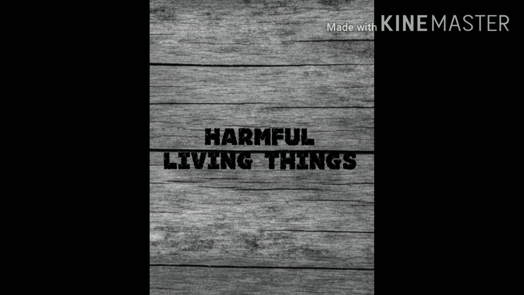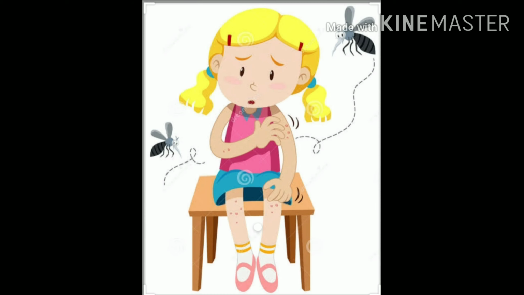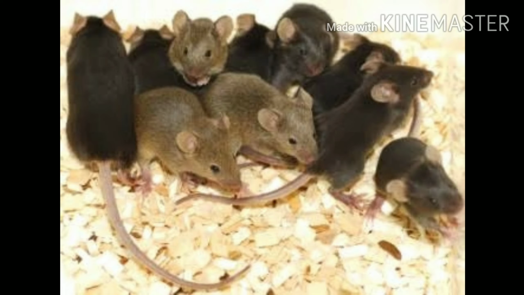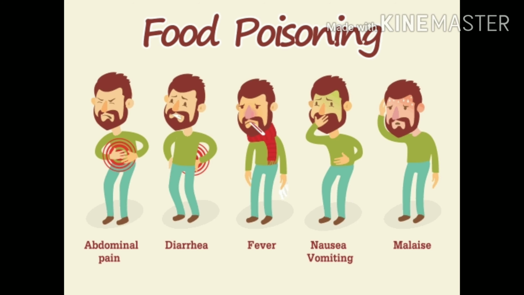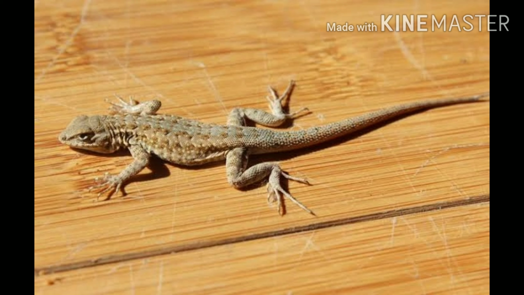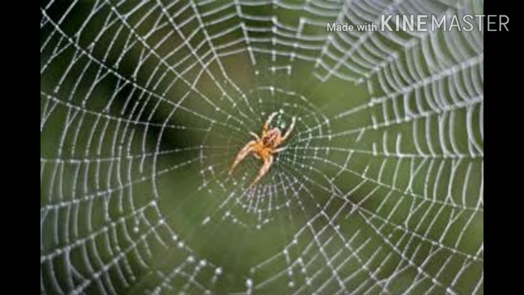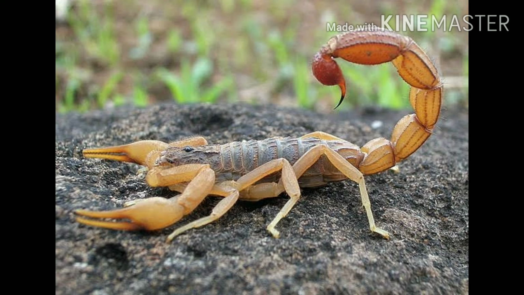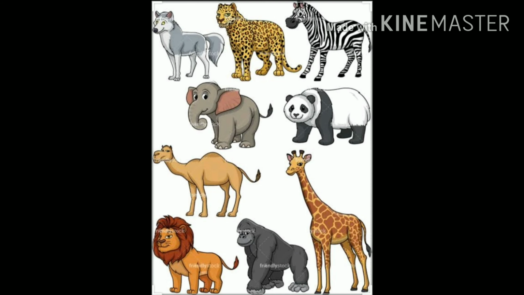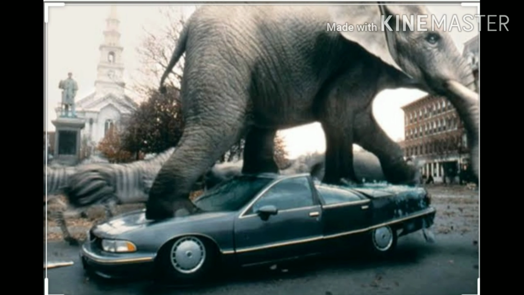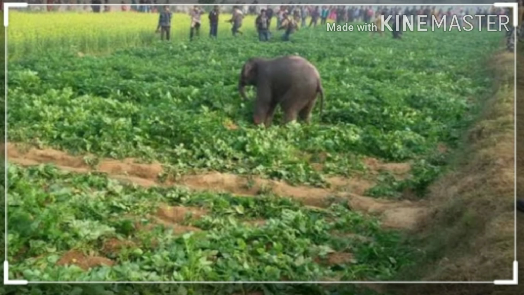Can you tell me some examples of harmful living things? Good, you know many of them. Living organisms like mosquitoes and flies spread diseases. Cockroaches, mice, rats destroy our food, which results in food poisoning. Living organisms like poisonous lizards, spiders, snakes, and scorpions can even lead to death. We have also seen that when wild animals enter residential or farming areas, they cause a lot of destruction.